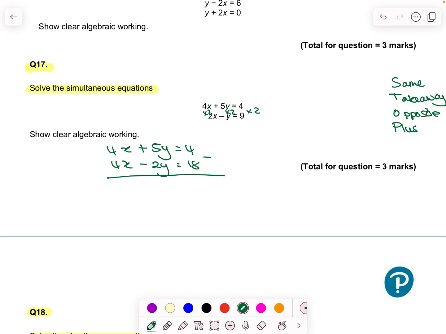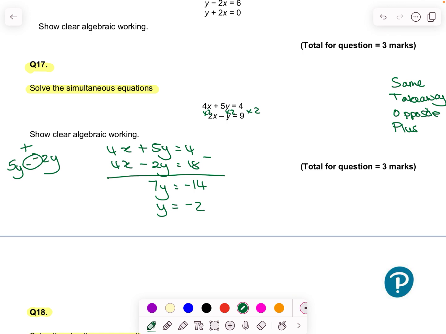So 4x take away 4x, 0, disappears. Be careful, now we've got 5y, take away minus 2y, so that becomes plus. So we've got 7y here. And then we've got 4 take away 18, which is minus 14. Divide by 7 and we get y equals minus 2.